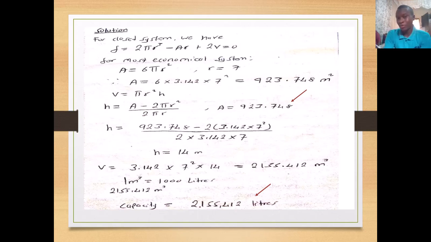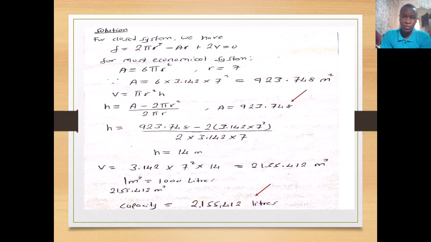Now we are going to substitute r into this expression of A because it is the most economical system, and the area for the most economical system of a closed cylinder is 6πr² as derived. So inserting r, we have A as 923.748 square meters. This is the surface area of this most economical cylinder system.